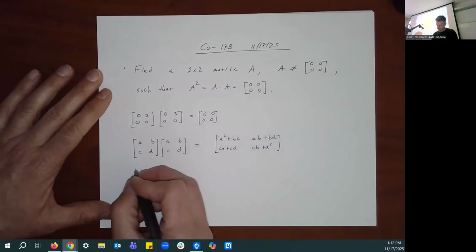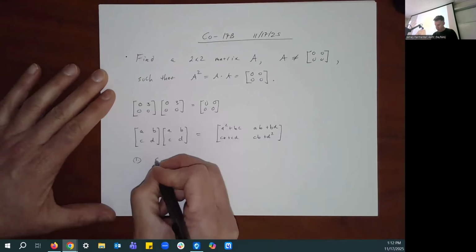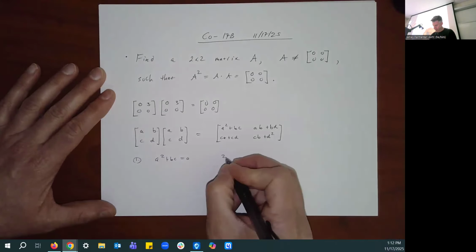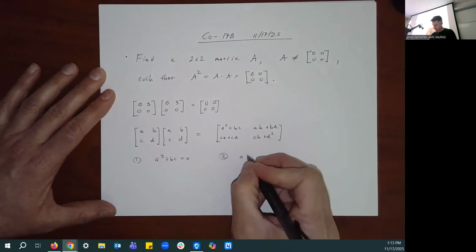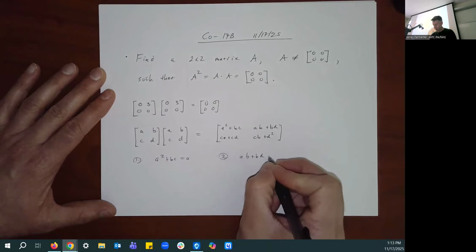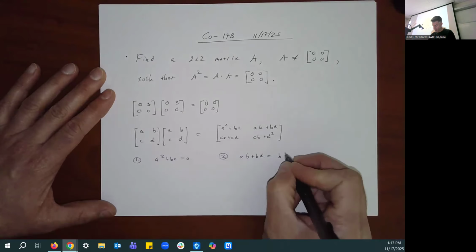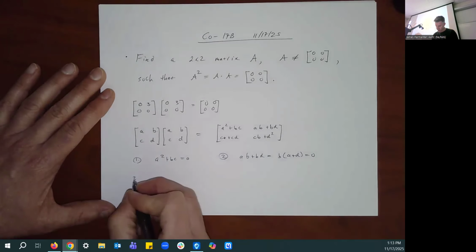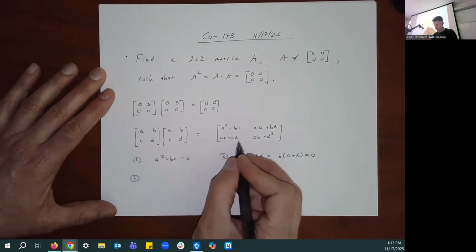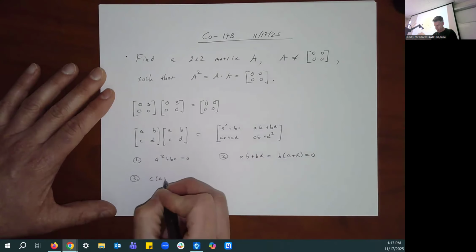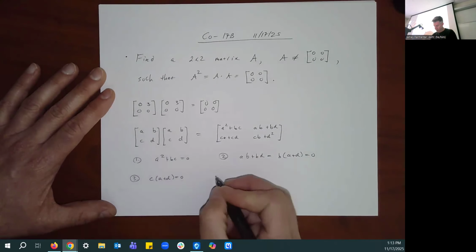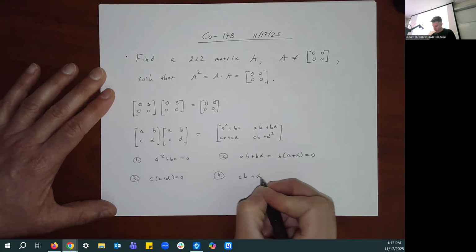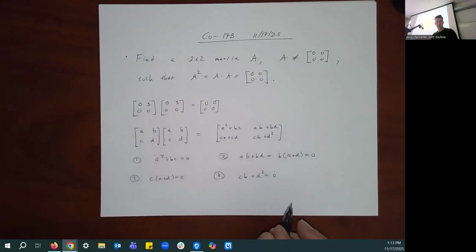So our first equation is that A squared plus B times C has to equal 0. Our second equation is A times B plus B times D. I might factor out a B here and say B times (A plus D) is equal to 0. Our third equation, I'm going to factor out the C as well: C times (A plus D) needs to equal 0. And our fourth equation is that CB plus D squared has to equal 0.